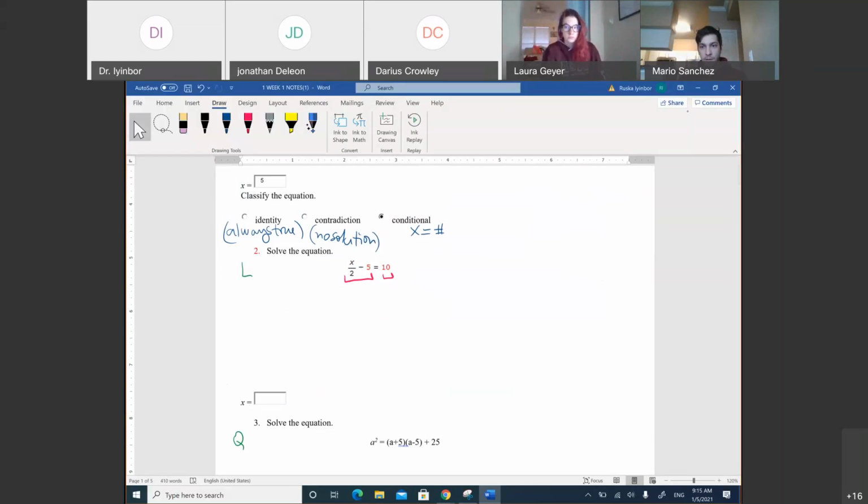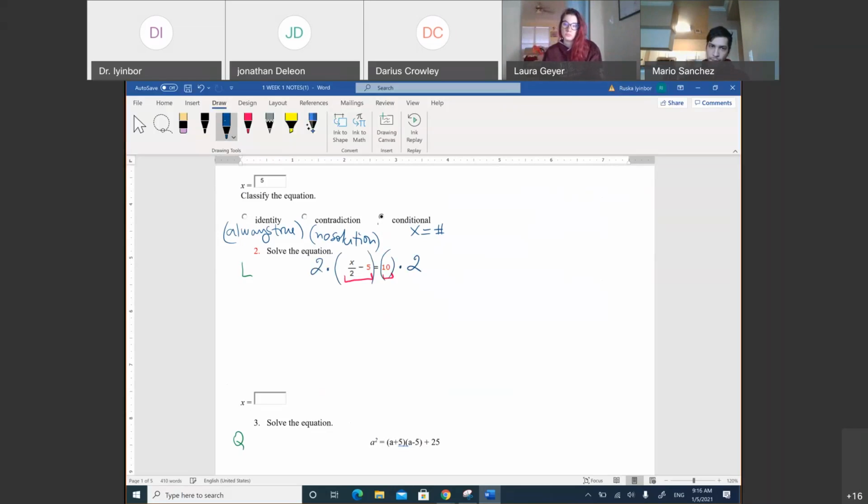Multiply by 2. Yes, that's correct. So we're going to get rid of the fraction. And in order to do that, because we have 2 in the denominator, I need to multiply by the denominator. So I'm going to multiply both sides of the equation by 2, because that's what the denominator is. So multiplying by 2, multiplying by 2. Okay? And when I do that, I'm going to write step by step.